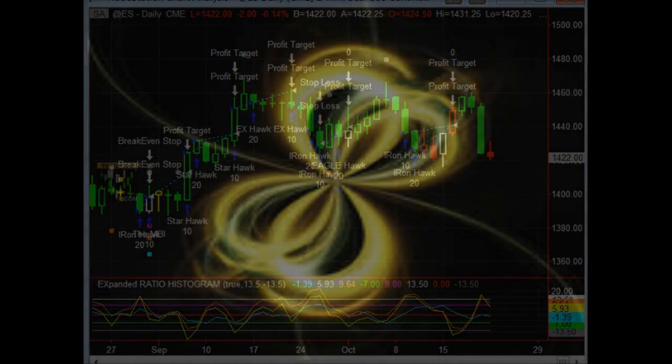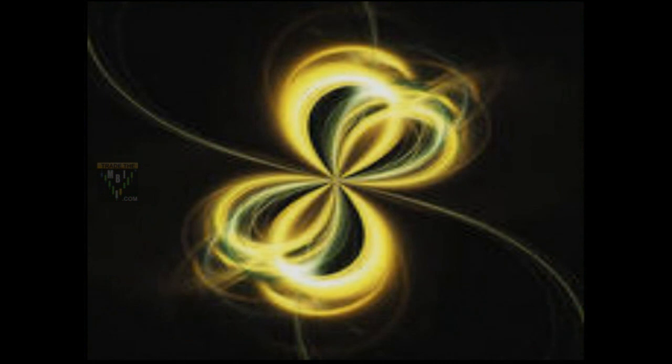So I'm hoping that this visual of my version of fractals and how they're incorporated with basic chaotic events can really give you a leg up on what the market is doing.